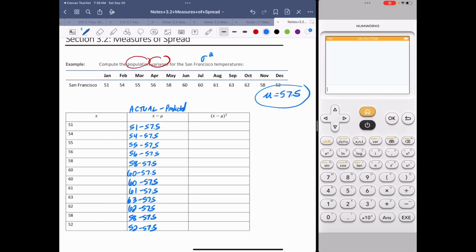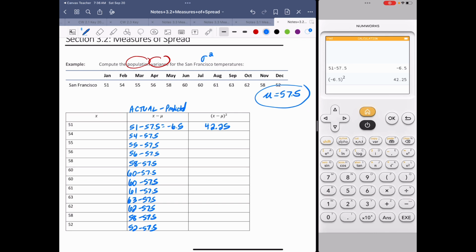All right, once you have them written, I want you to go to your calculator. And the first one, I'm going to do 51 minus 57.5 and hit enter. And I get negative 6.5. Now, what I want you to do is square that. And the square button is on the right side. It's x squared. Hit x squared. And it's going to square to 42.25.